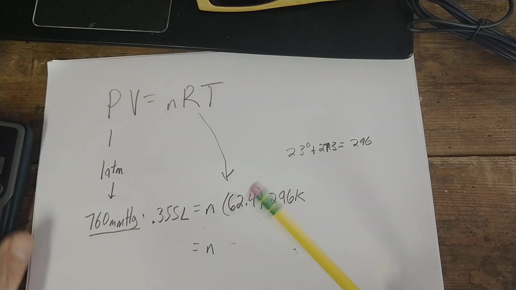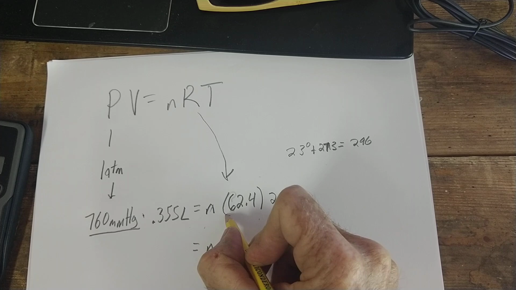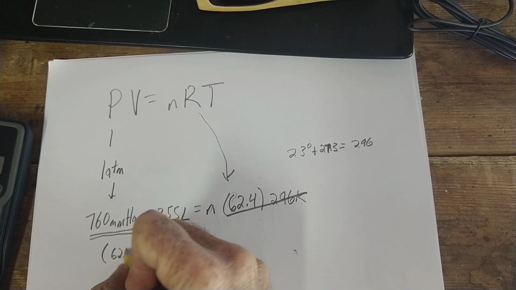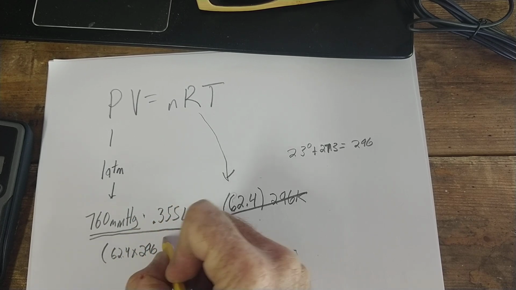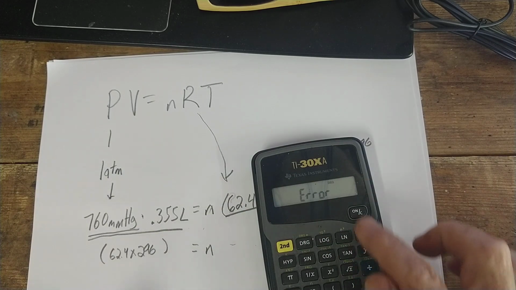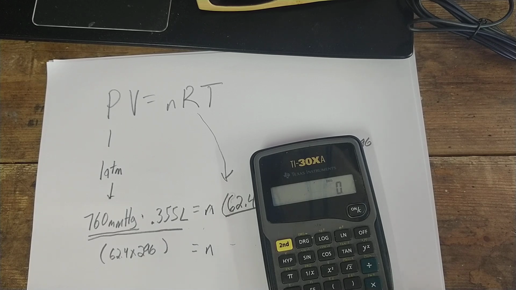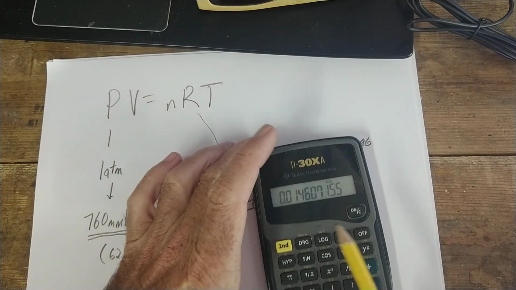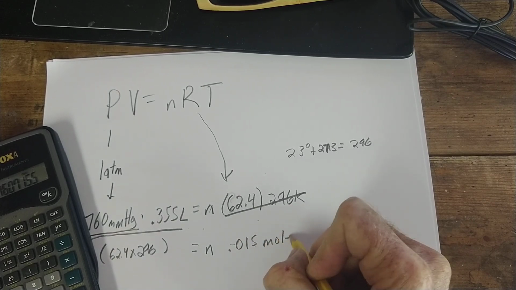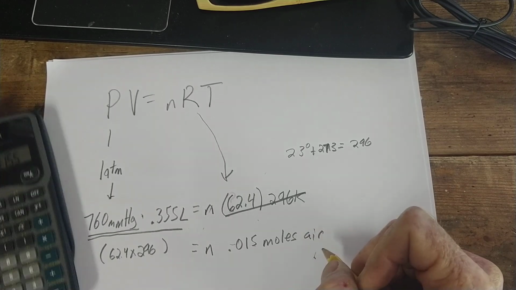All right, I'm going to show you how to work the problem again. You'll take 62.4 times 296. You'll put it on the bottom over here. Make sure it's in parentheses. 62.4 times 296. Take my calculator here. 760 times 0.355 divided by parentheses 62.4 times 296, close parentheses, equals only 0.015, if we round it off. 0.015 moles of air are in that container.